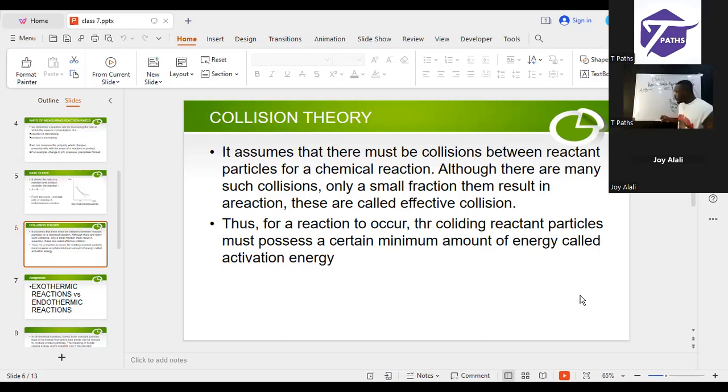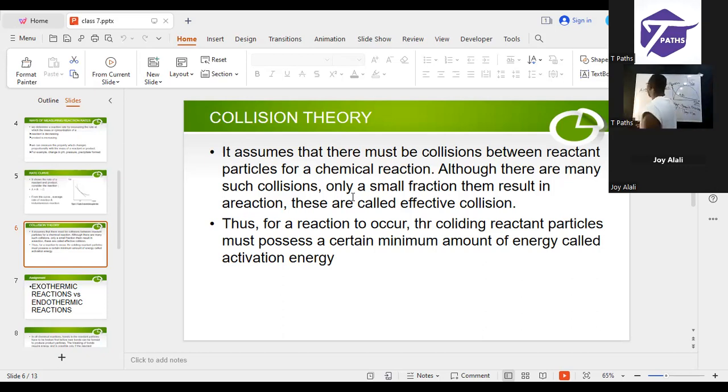Now, we believe in one thing, that although there are many reactant particles that collide with one another, not all collisions will go ahead to form a chemical reaction. We observe that in the course of a chemical reaction, only a few of the molecules will collide together, have enough energy, and make a reaction take place. Such a collision is what is known as an effective collision.